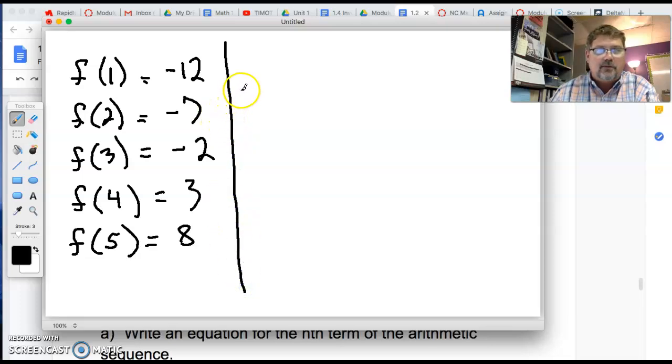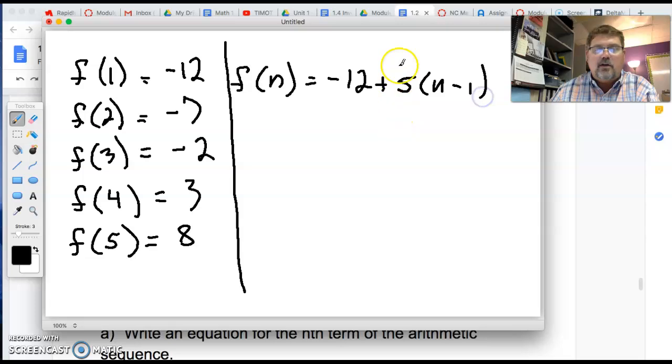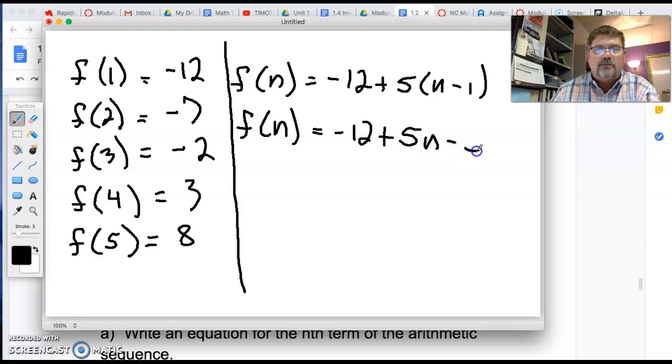And I can write my formula. I know d is 5, right? So I'm going to write f of n is negative 12 plus 5 times n minus 1. Now I know I'm reversing where d goes, and I'll correct that in just a second for you. I'll give you another formula. f of n equals negative 12 plus 5n minus 5. So I'm getting 5n minus 17.